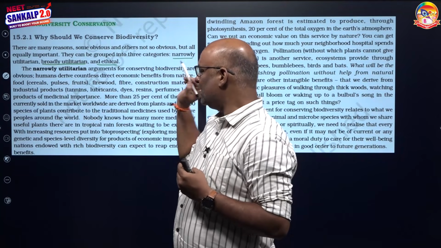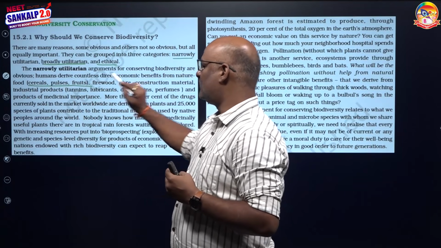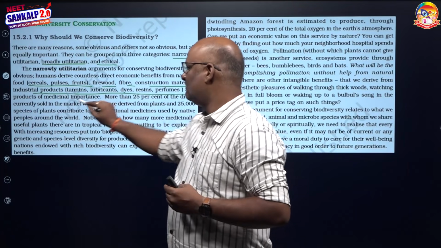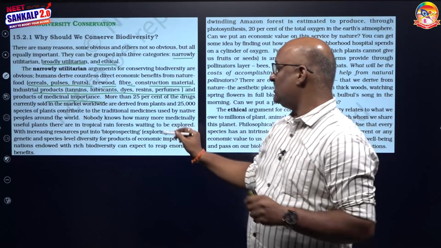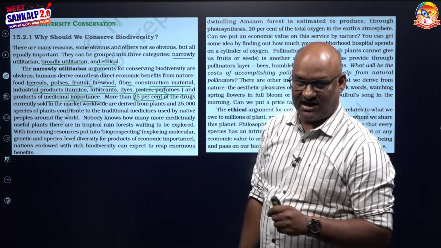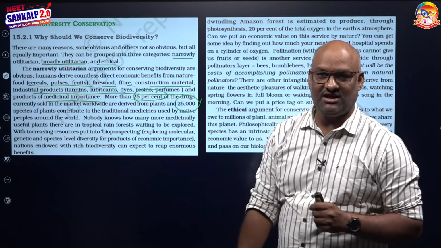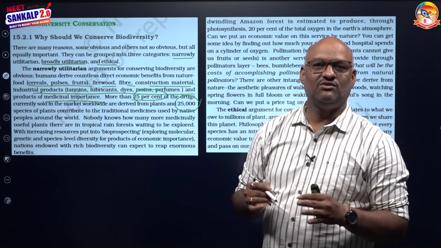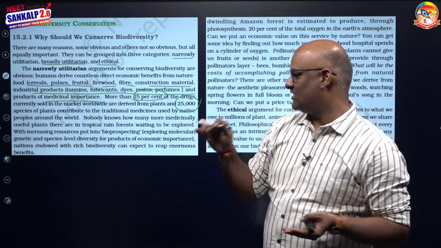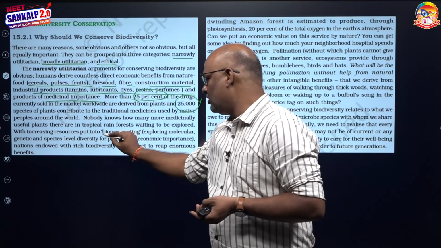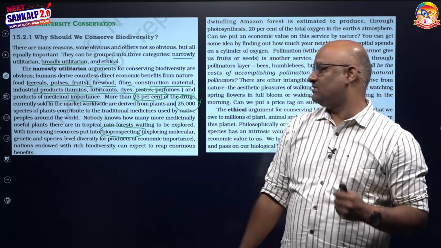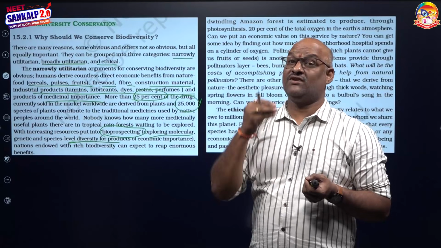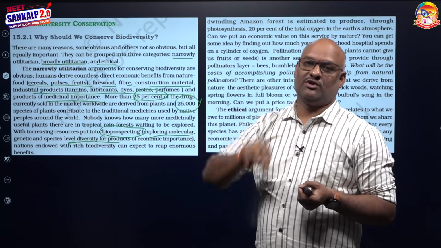What are those? Humans derive benefits from forests in the form of food, firewood, fiber, construction material, industrial products and products of medicinal importance. More than 25% of drugs are made from plants, and 25,000 plants are involved in preparing medicines, right? Nobody knows how many more medicinal and useful plants there are, and we have to conserve those plants for further usage in the tropical regions. And bioprospecting, what is meant by bioprospecting? We should save the molecular, genetic and species level diversity for identifying and extracting products of economic importance, and this is called bioprospecting.